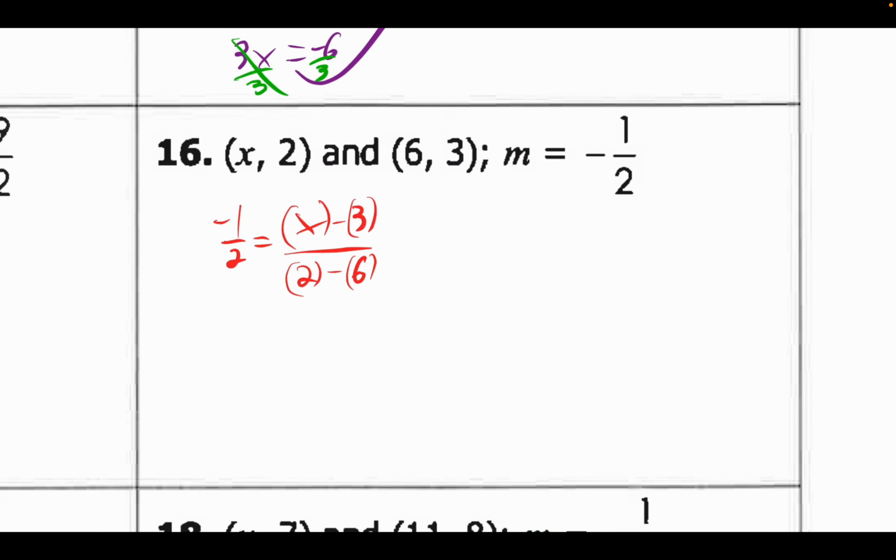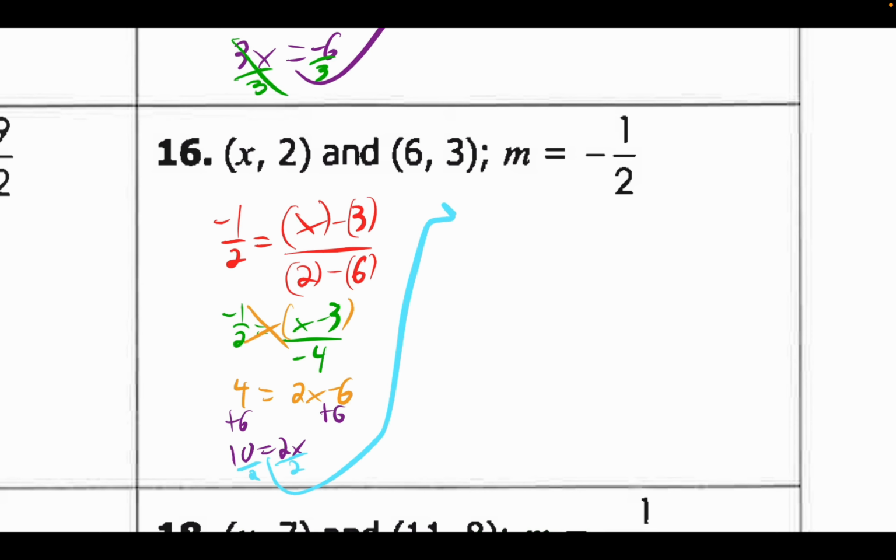Do the math we can to start, which is just saying 2 minus 6 is negative 4. Now I cross multiply. Negative 1 times negative 4 is 4. 2 times that parenthesis, or the quantity on the numerator, would be 2x minus 6. Adding 6 to both sides gets me 10 equals 2x. Once again, I'm going to move this on up, but after I divide by 2, I get x to equal 5, or 5 to equal x.